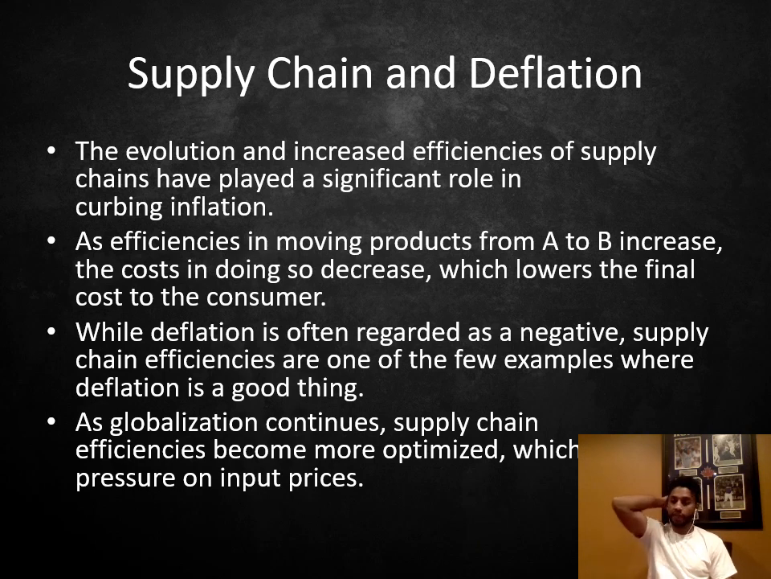That's called globalization. Okay, so supply chain efficiencies are becoming more optimized because, for example, if I need a website or an app built, and I'm here in North America, I can just outsource it to India or Pakistan, and they can do it at a fraction of the cost of what would be done here.